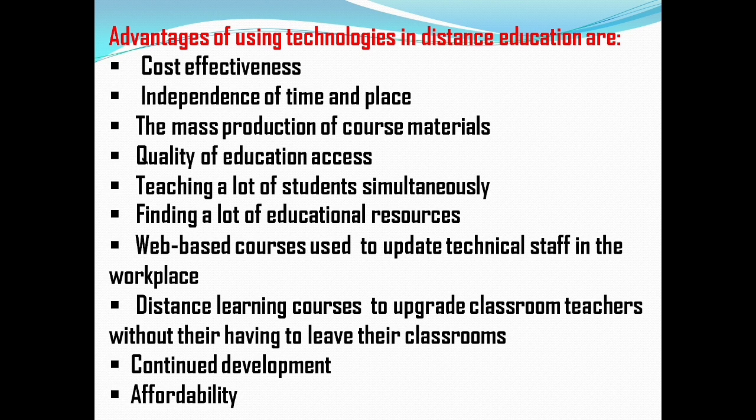The mass production of course material: the number of course materials is at our fingertips. We choose our course, what we want. Then it provides quality of education, and all the learners can access quality education. Teaching a lot of students simultaneously: it means the instructor or teacher teaches a lot of students at a time.